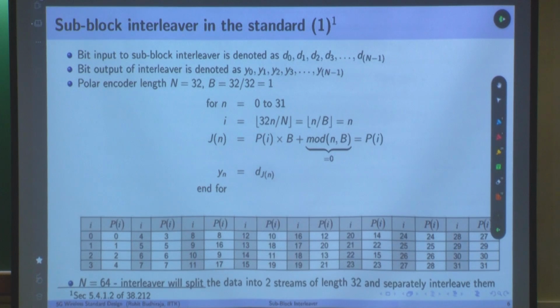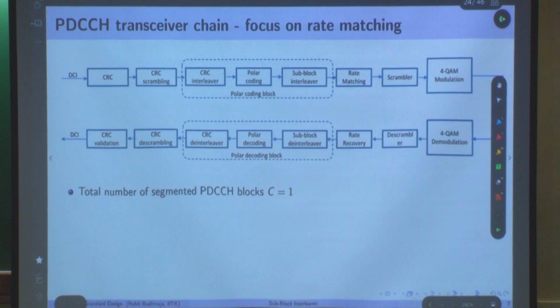I hope I have made this clear, that this is the key aspect. So one p of I is given to us, and if you have to interleave a higher number of bits, you generate j of n from p of I, that's all. Okay, fine. So this is very dry, that we have to interleave.